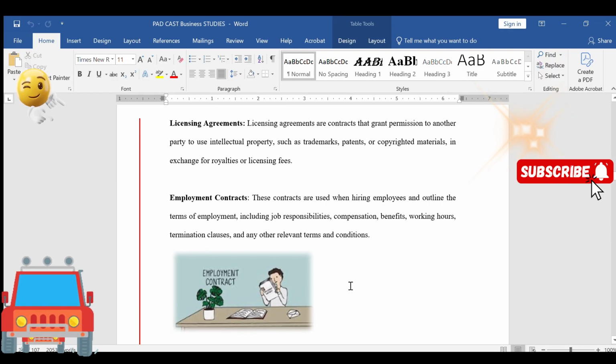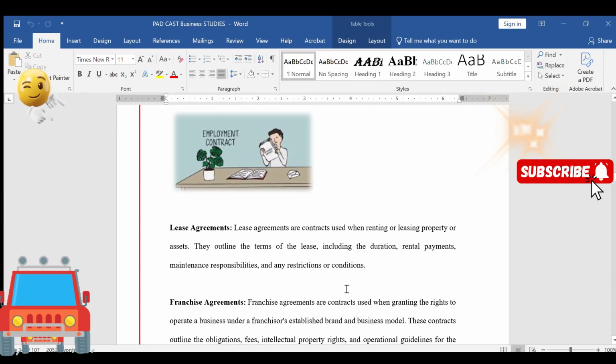Employment contracts. These contracts are used when hiring employees and outline the terms of employment, including job responsibilities, compensation, benefits, working hours, termination clauses, and any other relevant terms and conditions.